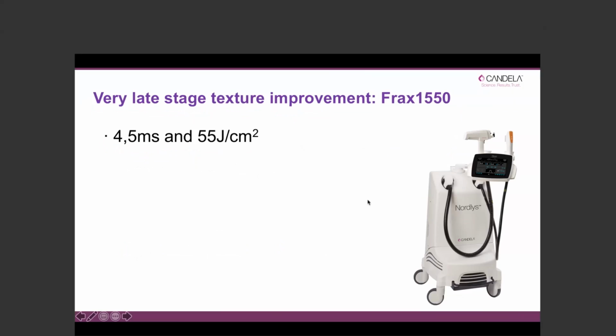At the very late stage of the keloid, if I just want to improve the texture because it's just a slight macule, I tend to use the Frax 1550. For that, I use a 4.5 milliseconds pulse and a 55 joules per square centimeter energy. I normally do between 2 and 4 passes of these settings. And once again after that we can do nothing or apply a drug on top.